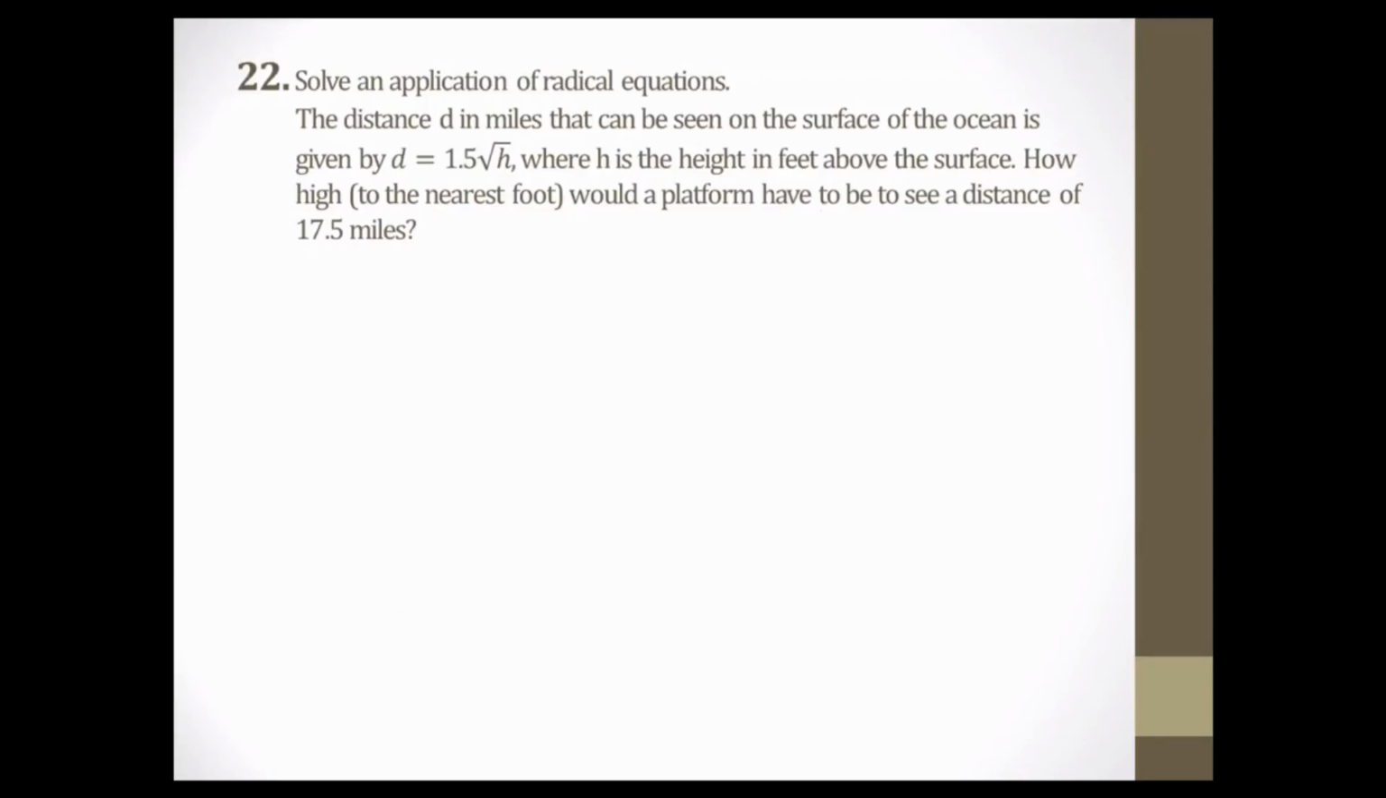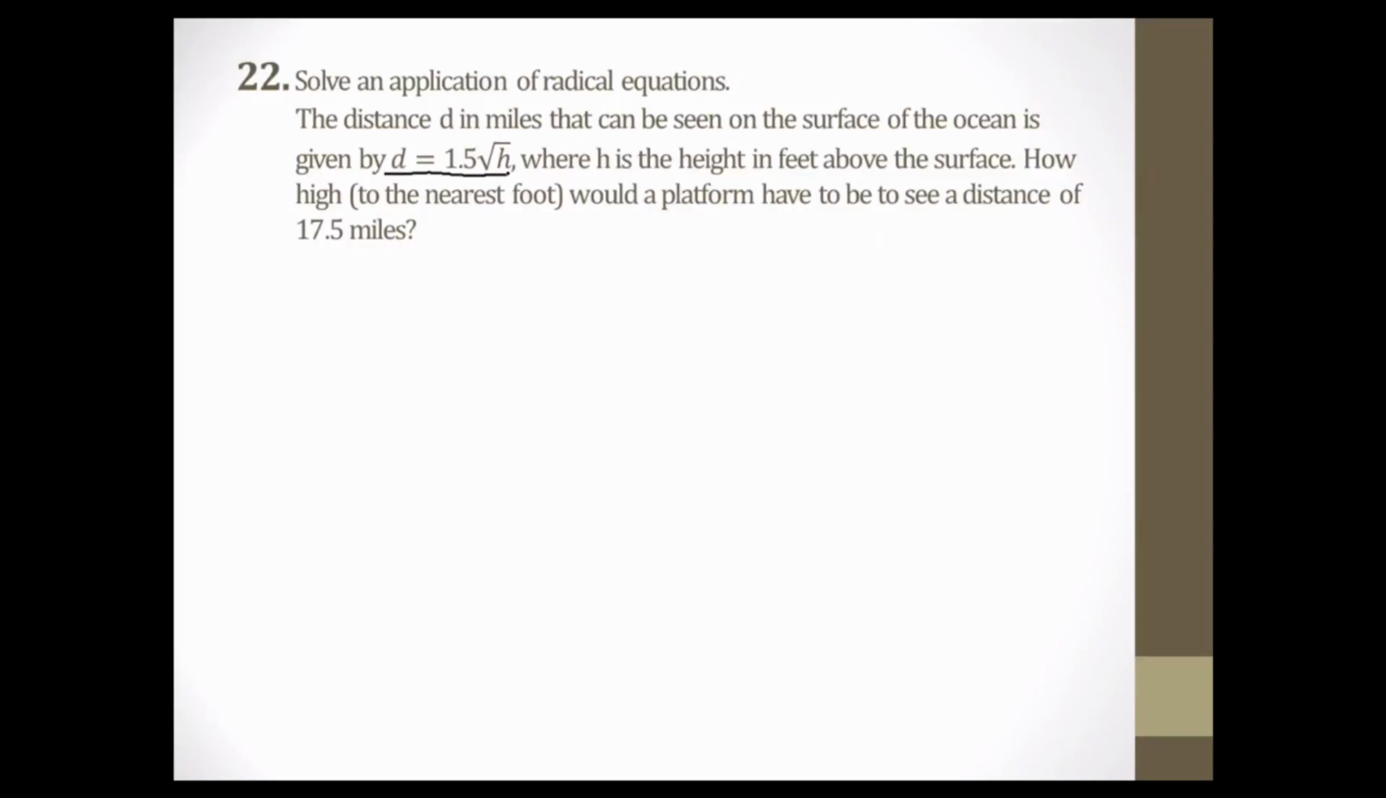Okay, question 22, an application. The distance d in miles that can be seen on the surface of the ocean is given by d equals 1.5 square root of h, where h is the height in feet above the surface. So how high to the nearest foot would a platform have to be to see a distance of 17.5 miles?